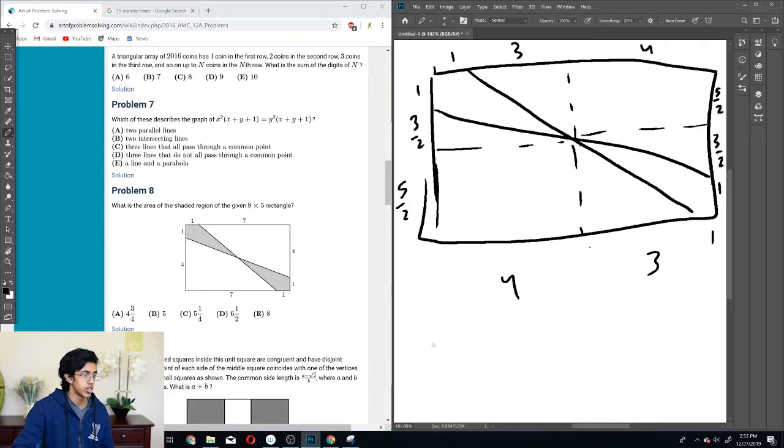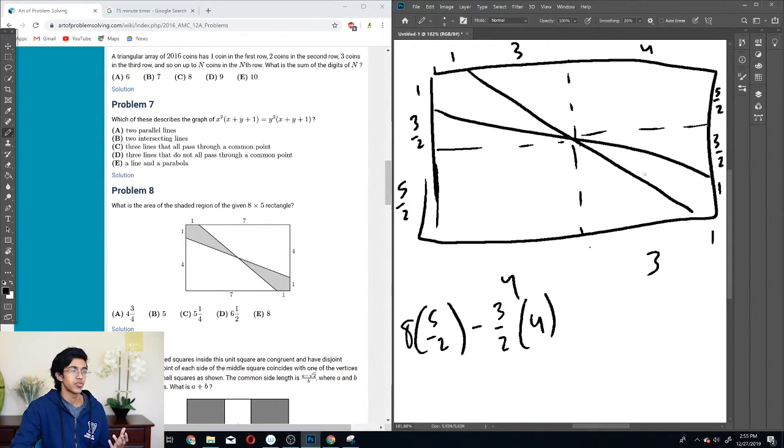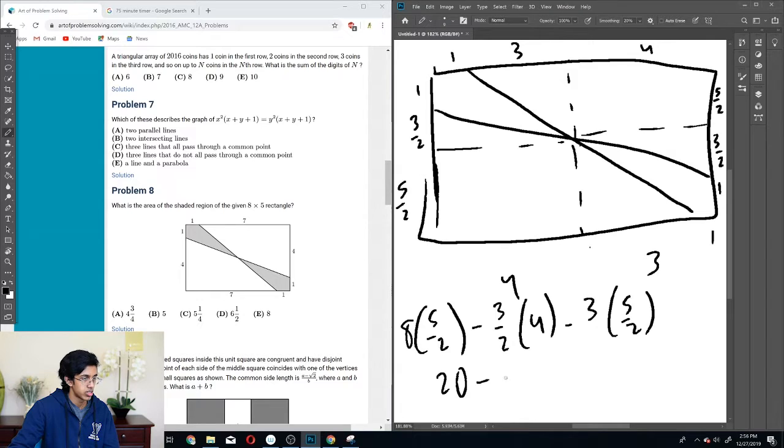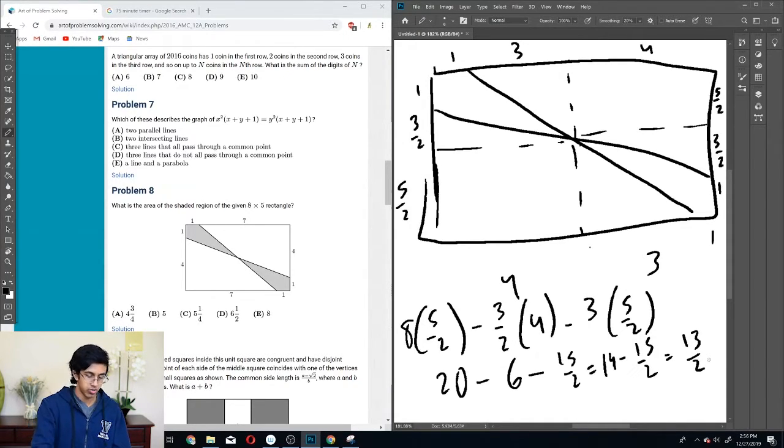So the overall area is 8 times 5 over 2, and then we subtract out these triangles, so 3 halves times 4, minus 3 halves times 4. And the reason I don't do 1/2 is because we have 2 of them, so it doesn't matter. And then we also have to subtract these triangles out too, so that would be 3 times 5 over 2. And then this should give us our answer, which should be 20 minus 6 minus 15 over 2, which is equal to 14 minus 15 over 2, which is equal to 13 over 2. Epic, which is equal to 6.5. So D. Oh no, we're getting too many D's. I don't like it. Unfortunate.